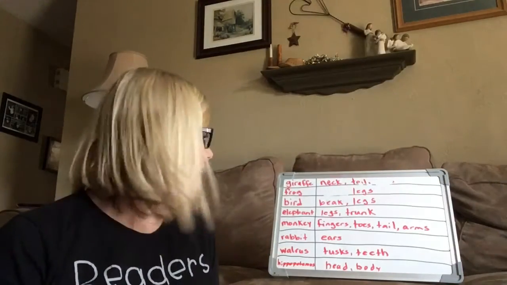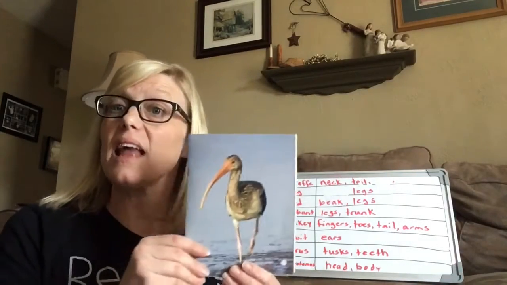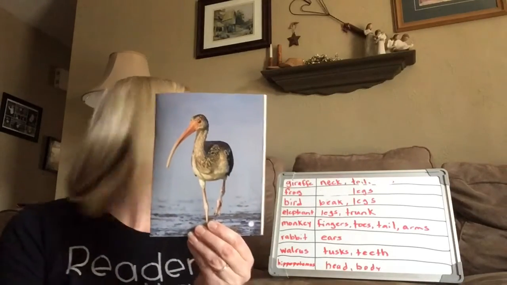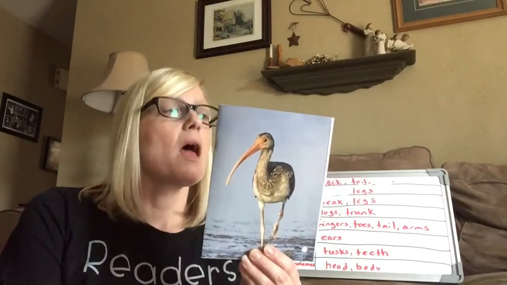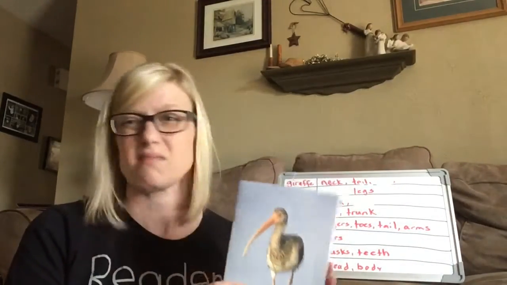Okay. Next is our bird. We said beak and legs. Let's read our sentence. The bird has a very long beak. That sounds right. Let's try legs. The bird has a very long legs. No, that does not sound right. I'm going to take legs off our list. It makes sense, but it doesn't sound right.